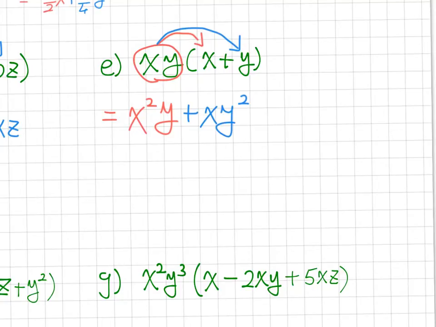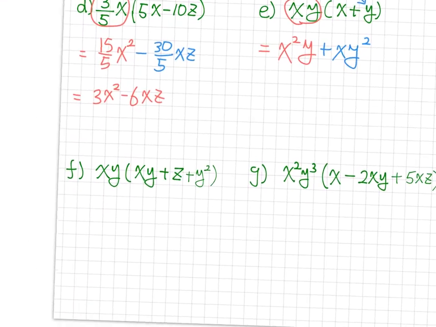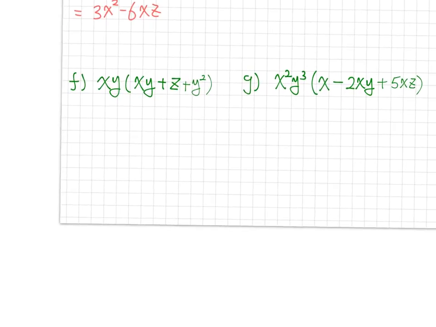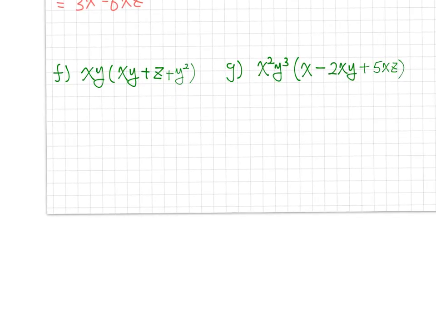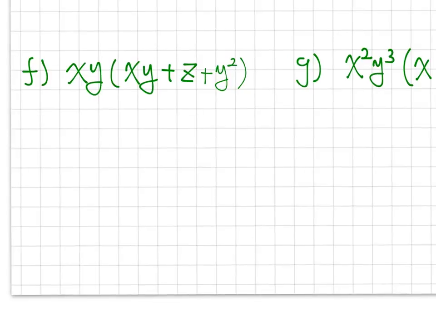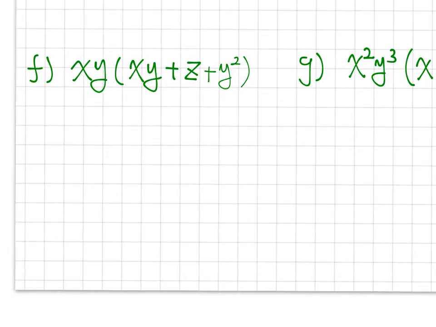So make sure you collect the like terms properly. Now, we have 2 more to go, and let's do F. It seems slightly longer than the other examples, but it's pretty much the same rule. So in this case, what we have in the front is xy, so that will be multiplied to the front. Since this is a distributive law, we're getting rid of the brackets, meaning we're expanding it.